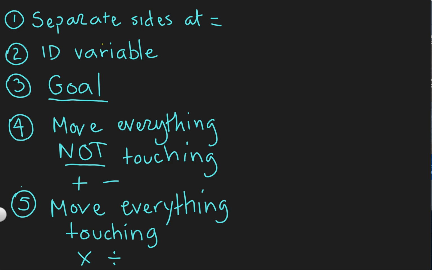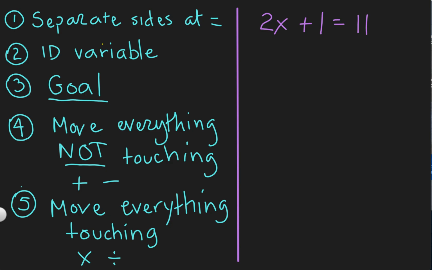So our process for two-step equations is very similar to the one-step equation. Obviously, we're adding another step to make it two steps. It's easier to explain looking at an example. So we're going to start with the example 2x plus 1 equals 11.